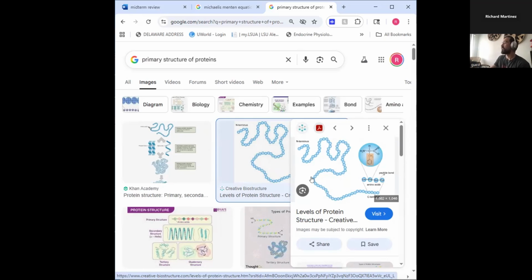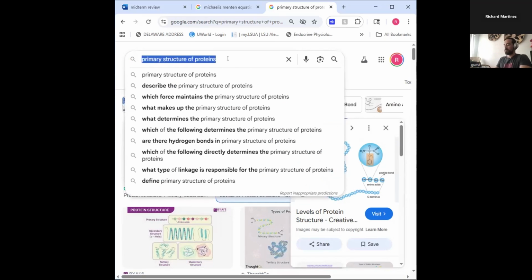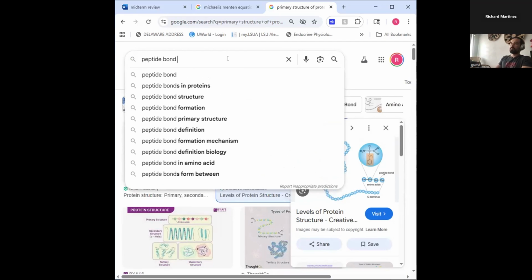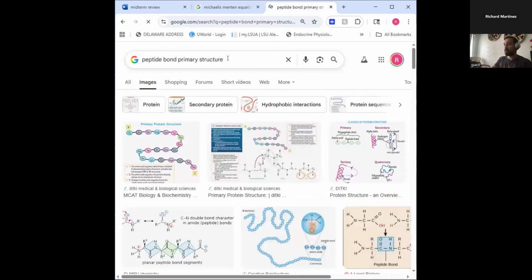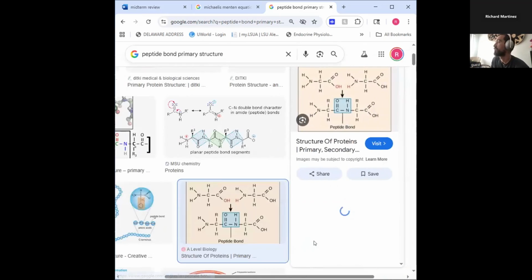So it'll be a long chain of covalently linked amino acids via peptide bonds. So between each one of them, there's a peptide bond. Take a moment and try and remember, what is a peptide bond? What happens in a peptide bond?